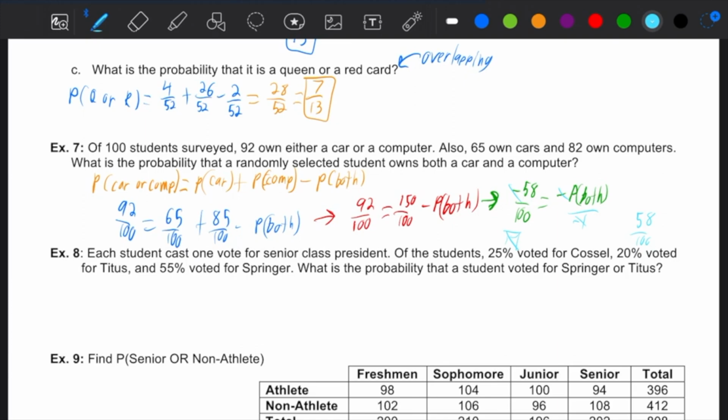I mistook my math there for a second. What did I do wrong here? Oh, I put 85 instead of 82. My apologies there. So let me fix that.